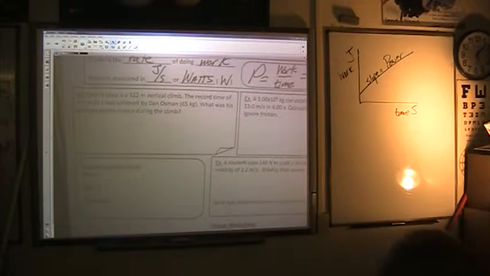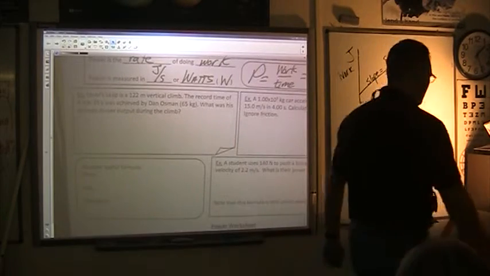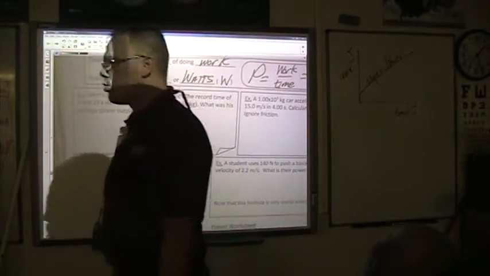All right, so let's look at an example right here. Lover's Leap is a 122 meter vertical climb. The record time is 4 minutes and 25 seconds, achieved by Don Osmond, who was 65 kilograms. What was his average power output during the climb?